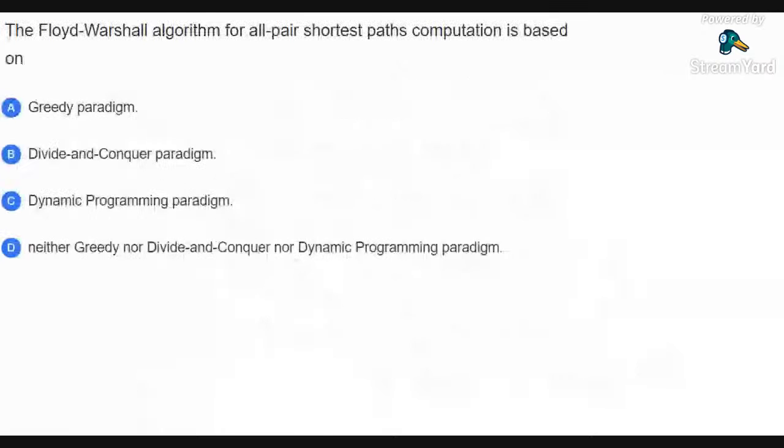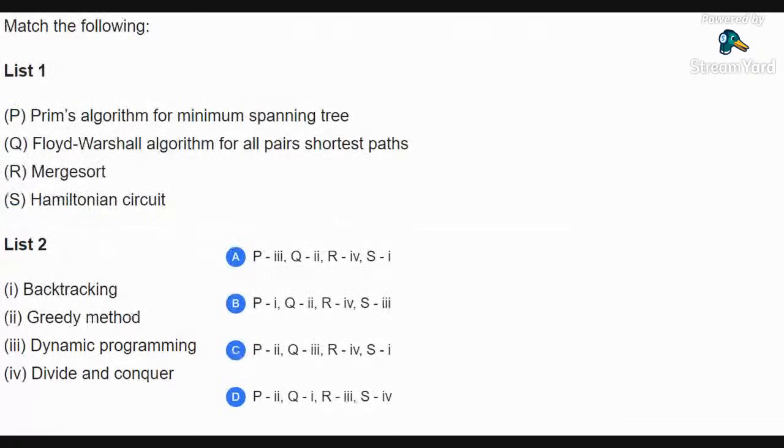Now we will see several algorithms based on this category of algorithm formation known as dynamic programming. The Floyd Warshall algorithm for all pair shortest path computation is based on the dynamic programming approach. Okay, so this is the match. The Prim's algorithm for minimum cost spanning tree. Prim's algorithm is based on the greedy approach.